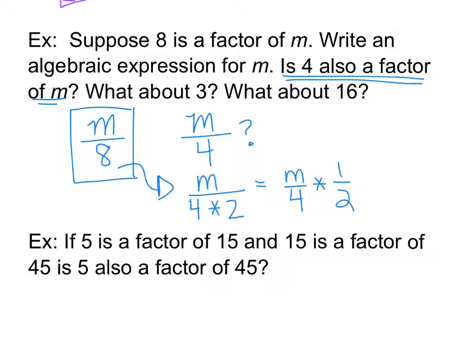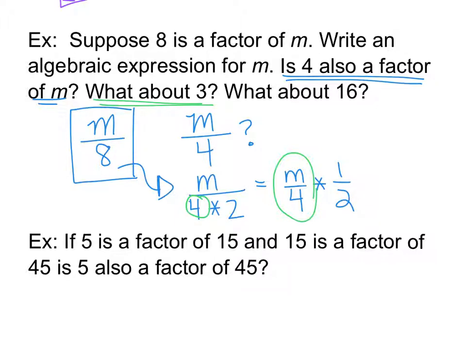Is this indeed the same problem? It is, because when multiplying fractions, you multiply the top times the top, which is m times 1, still m, and the bottom times the bottom, 4 times 2, is still 8. And so I still have the exact same initial expression. It's the same value. If m is divisible by 8, it also has to be divisible by 4, because 4 is a factor of 8. Is m also divisible by 3? No, because 3 is not a factor of 8.